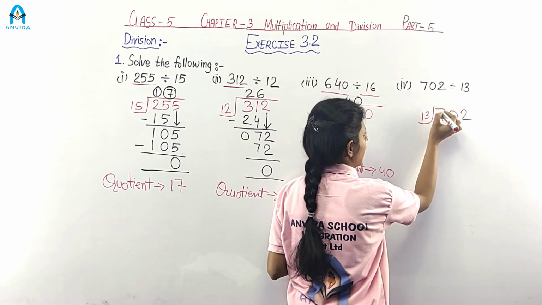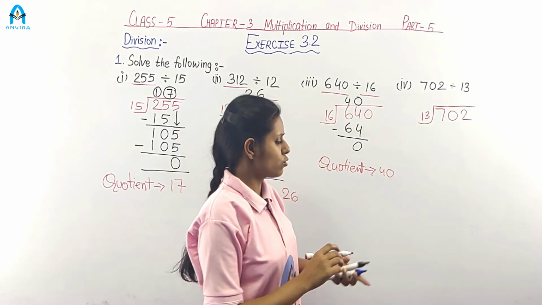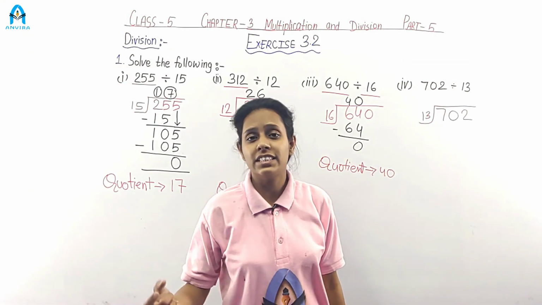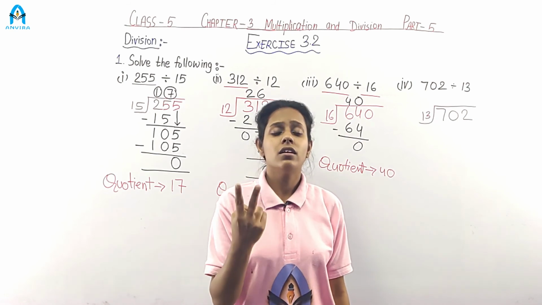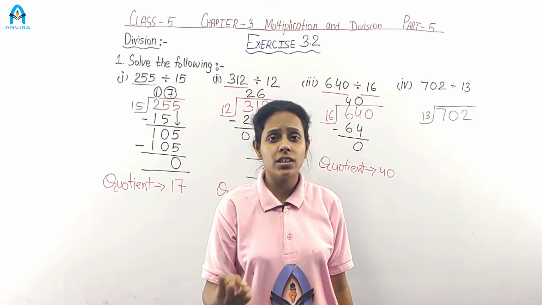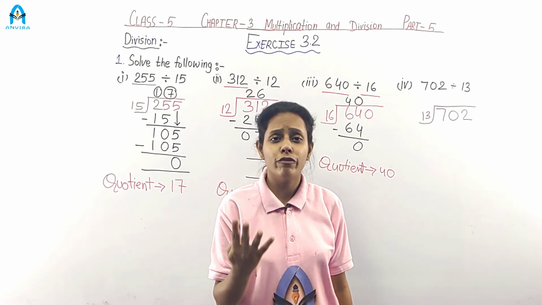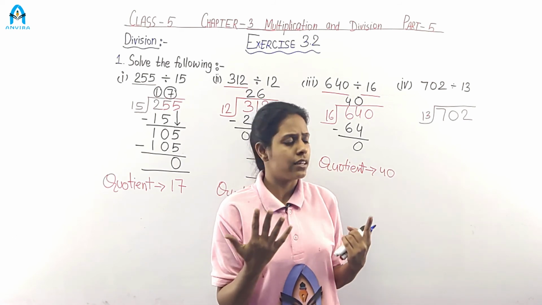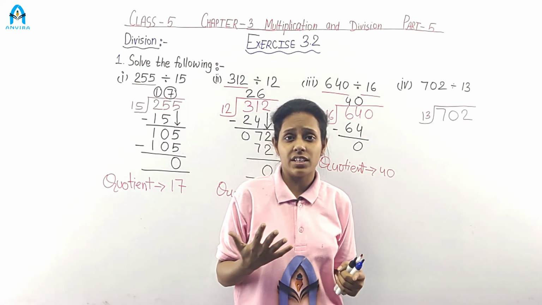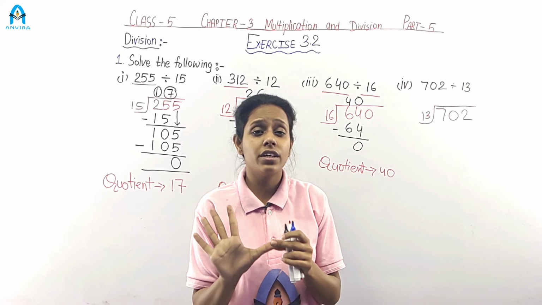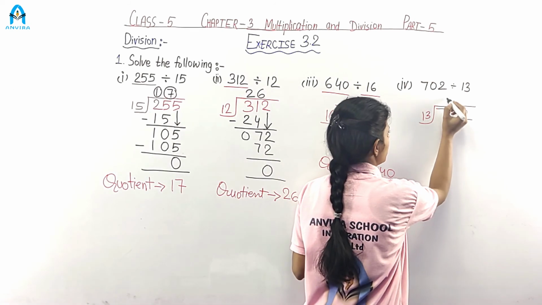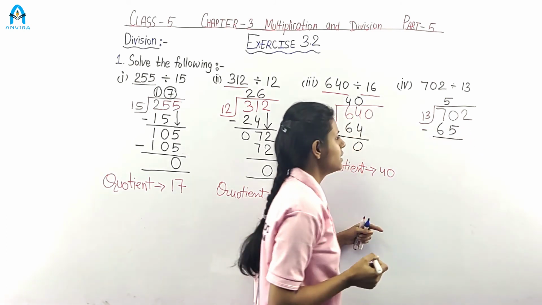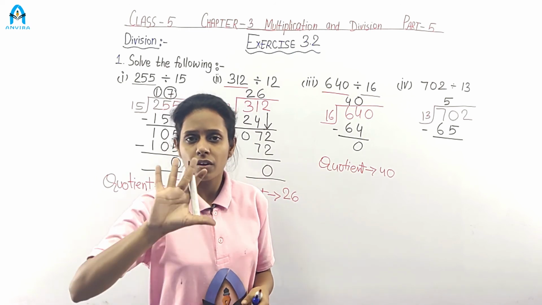Next, the table of 13. 702 divided by 13. The first two digits are 70. In the 13 table, does 70 come or no? Let's check. 13 ones are 13. 13 twos are 26. 13 threes are 39. 13 fours are 52. 13 fives are 65. 13 sixes are 78. 78 is bigger than 70. So let's take 13 fives, which are 65. So let's subtract. 70 minus 65 is 5.